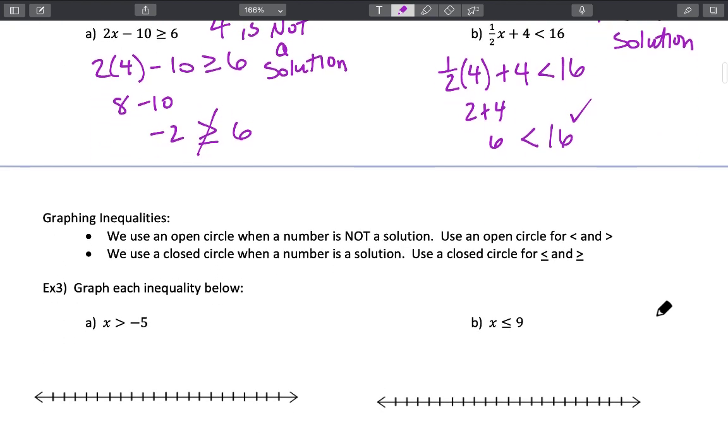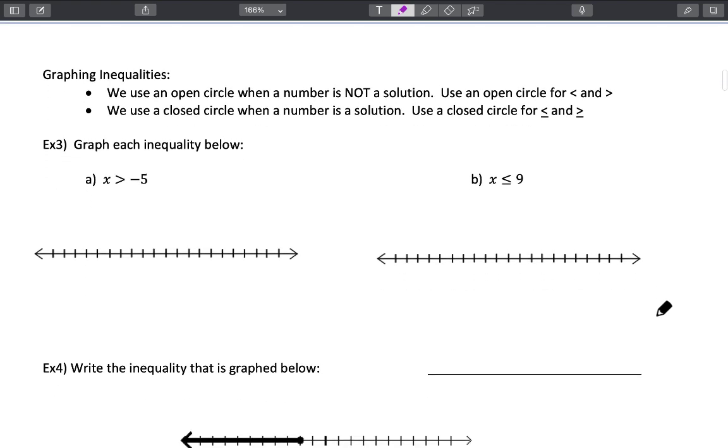Alright, moving on to the second page of our notes for section 2.1. We're going to talk about graphing inequality solutions. Now, you've probably done this before, and just a quick little reminder, there are two types of circles that we use. An open circle is used to signify that a number is not included as a part of that solution. And we're going to use those for when we graph those less than or greater than symbols or inequalities.